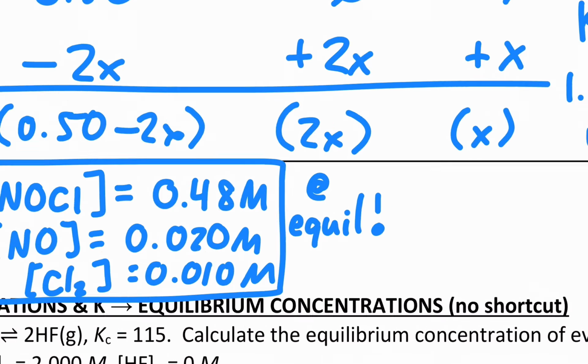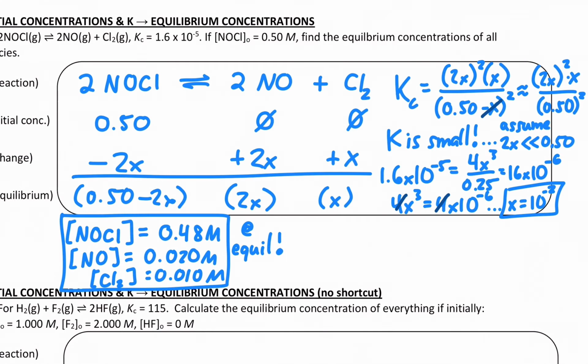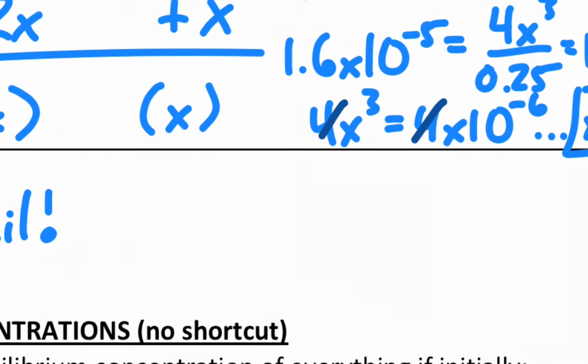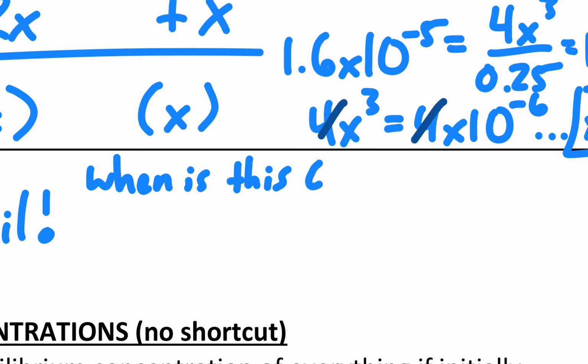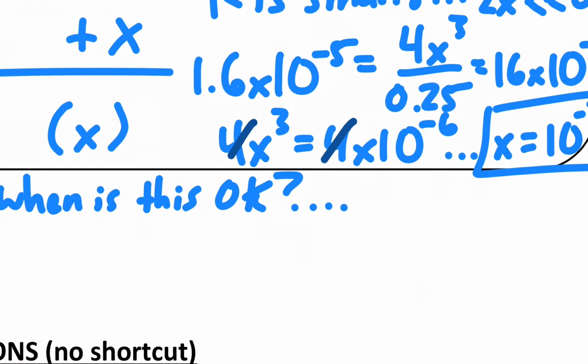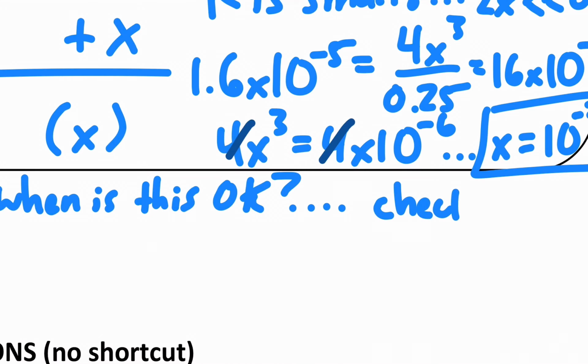Now it's fair to say, and it's fair to pause and go back for a second and go, when can we do this assumption? When is k small enough? I just sort of arbitrarily said, oh, it's small. Well, what constitutes small? We are going to check the percent dissociation. So when is this okay? Reminding you that, like this shortcut, we have to check the percent dissociation in order to do that.